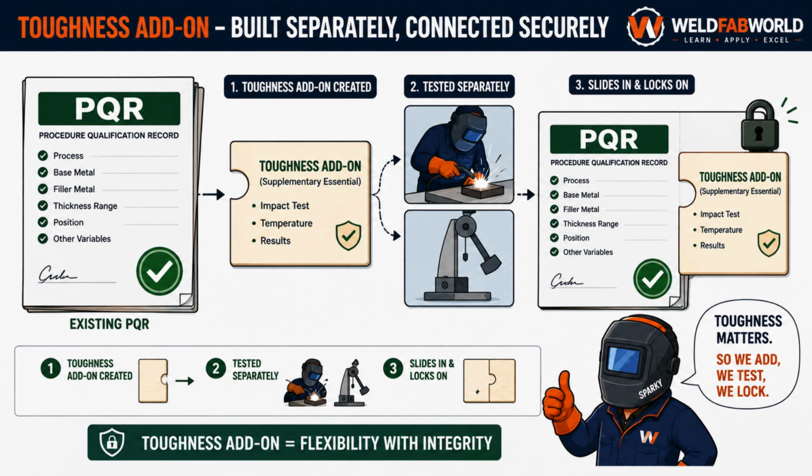Now here's the detail that separates people who skim the table from people who actually read it. Not every essential variable cares about change in the same direction. An increase in fit-up gap beyond what you qualified? That's essential. Adding or removing backing entirely? Essential, in either direction. The table uses small symbols, plus, minus, or both, to tell you exactly which direction actually matters, and getting that wrong is a classic way to fail an audit over nothing.